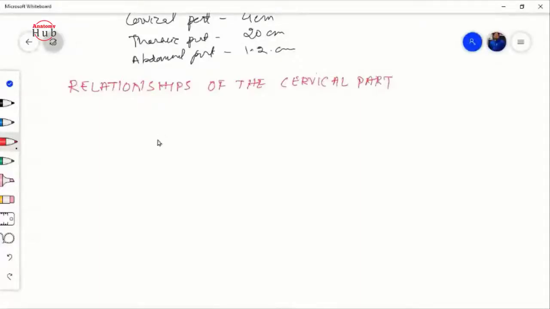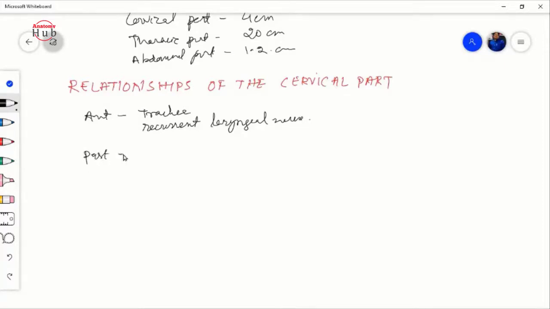Okay, so first we'll see the cervical part of the esophagus. What is the relation? So anteriorly, the esophagus will be related to the trachea. And you'll find the recurrent laryngeal nerve. This is the anterior relation. What is the posterior relation? Posterior relation will be the prevertebral fascia.